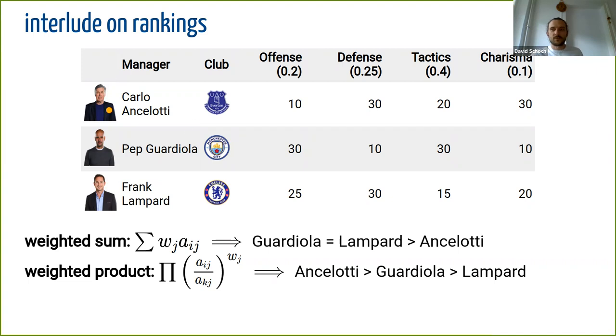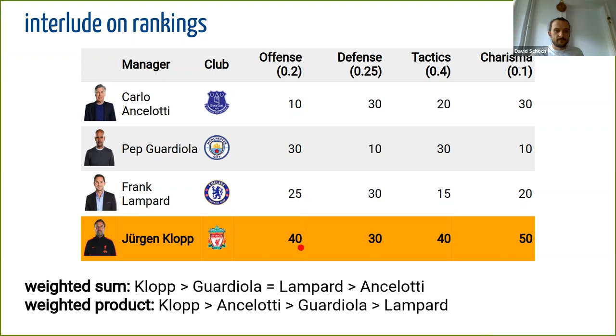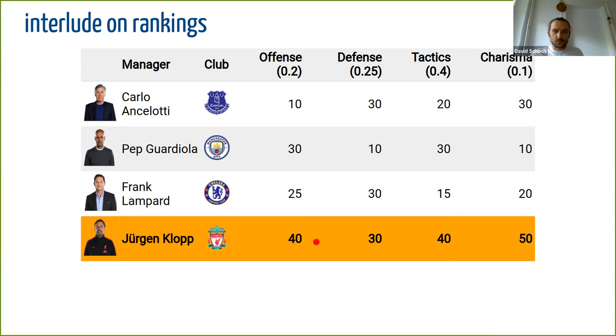Okay, so it's basically impossible to find the best way to rank a set of objects, in this case soccer coaches. So you might not be able to rank them in a way that is unique, but we can find parts of the ranking that will always be the same. Okay, so now we added a fourth one, Jurgen Klopp, who is still coach at Liverpool, and these are his values. And if you compare his values now, say for offense, he has a higher offense value than all of them.